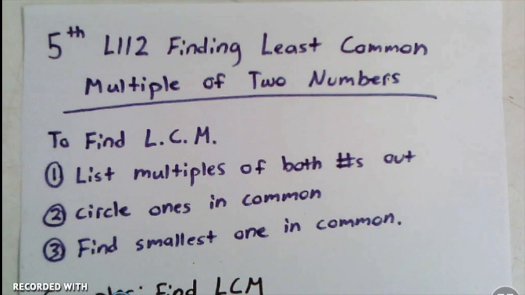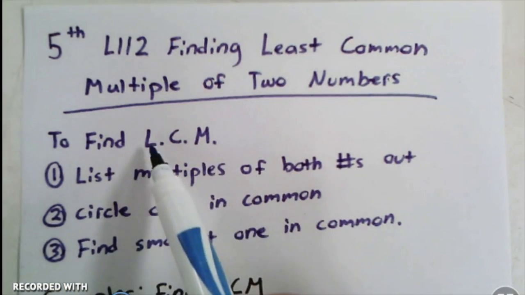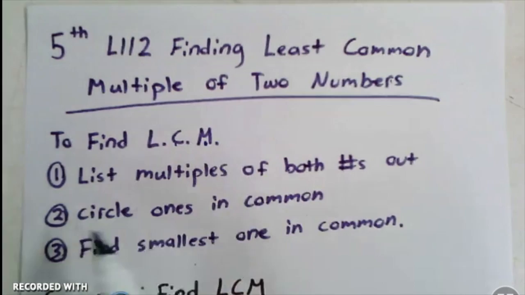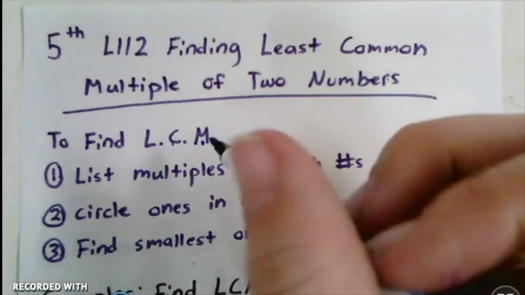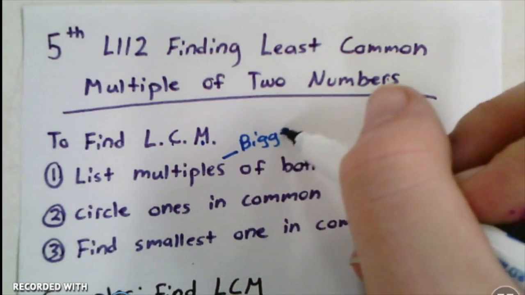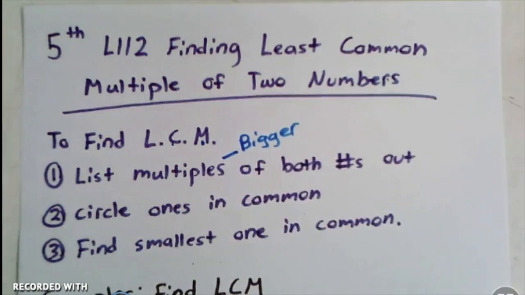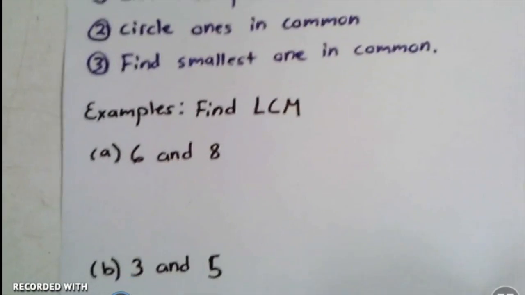Welcome to lesson 112 on finding the least common multiple of two numbers. So here we go. To find the LCM, that's the abbreviation of least common multiple, first you've got to list the multiples of both numbers out. And remember that multiples are bigger numbers. Factors are smaller, multiples are bigger. Circle the ones they have in common, and then you're going to find the smallest one of those that you circled.